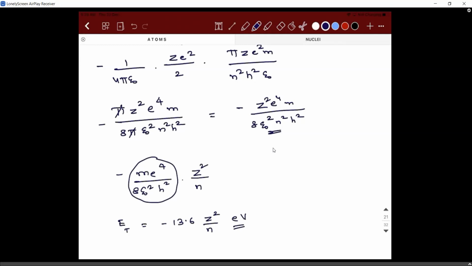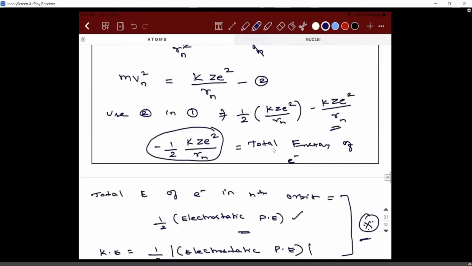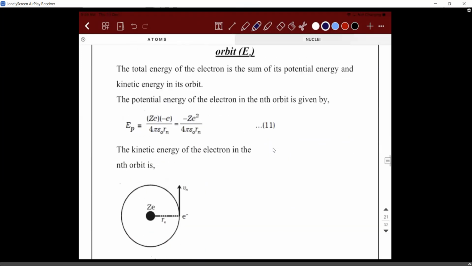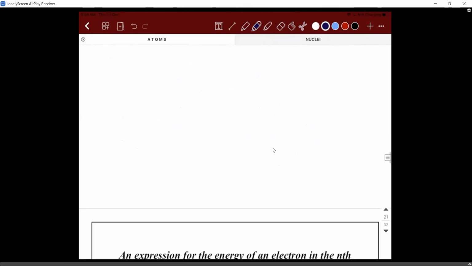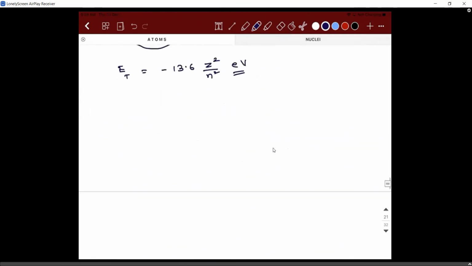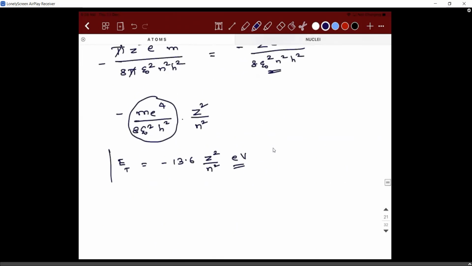Yeah. I think for radius, it is n square by Z. Right. So minus 13.6 into Z square divided by n square electron volt. Are you able to understand? So this is how it is derived. So this is the science involved behind it. Right. These are the two important derivations.